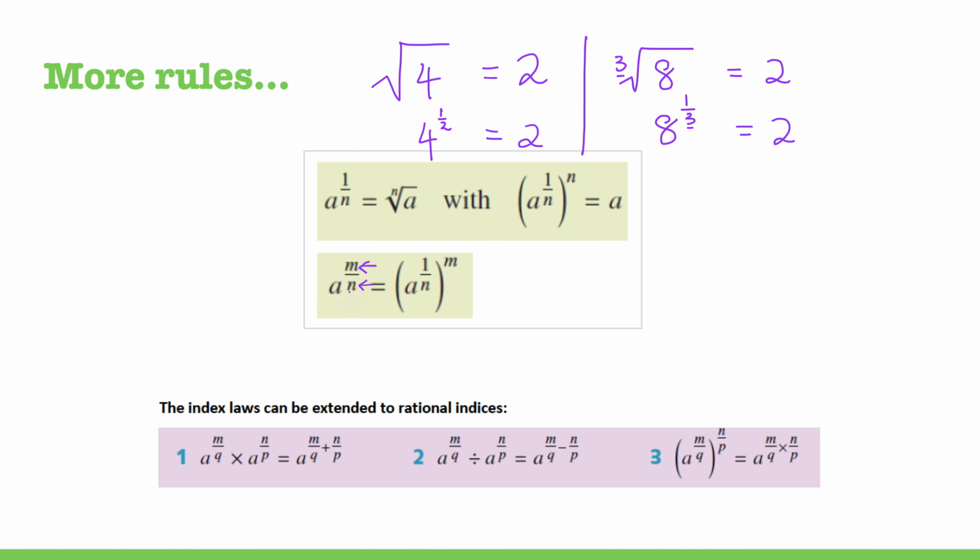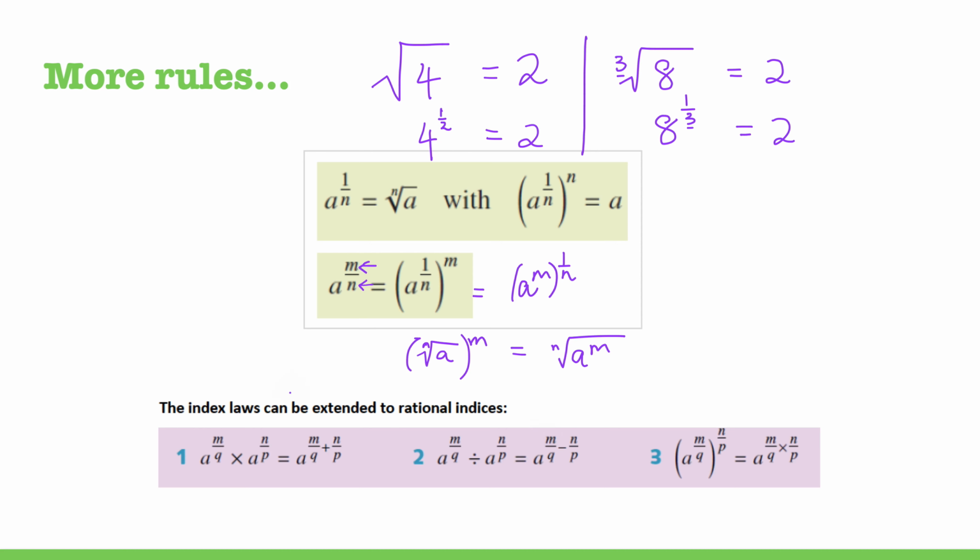So this could be rewritten as a to the power of 1 on n, all to the power of m. And that's the same as also saying a to the power of m and then to the power of 1 on n. What that looks like in terms of a square root: I will have the nth root of a, whatever that might be, all to the power of m. Or I can write it as a to the power of m, and then we take the nth root of it. So that's what that looks like in root sign.